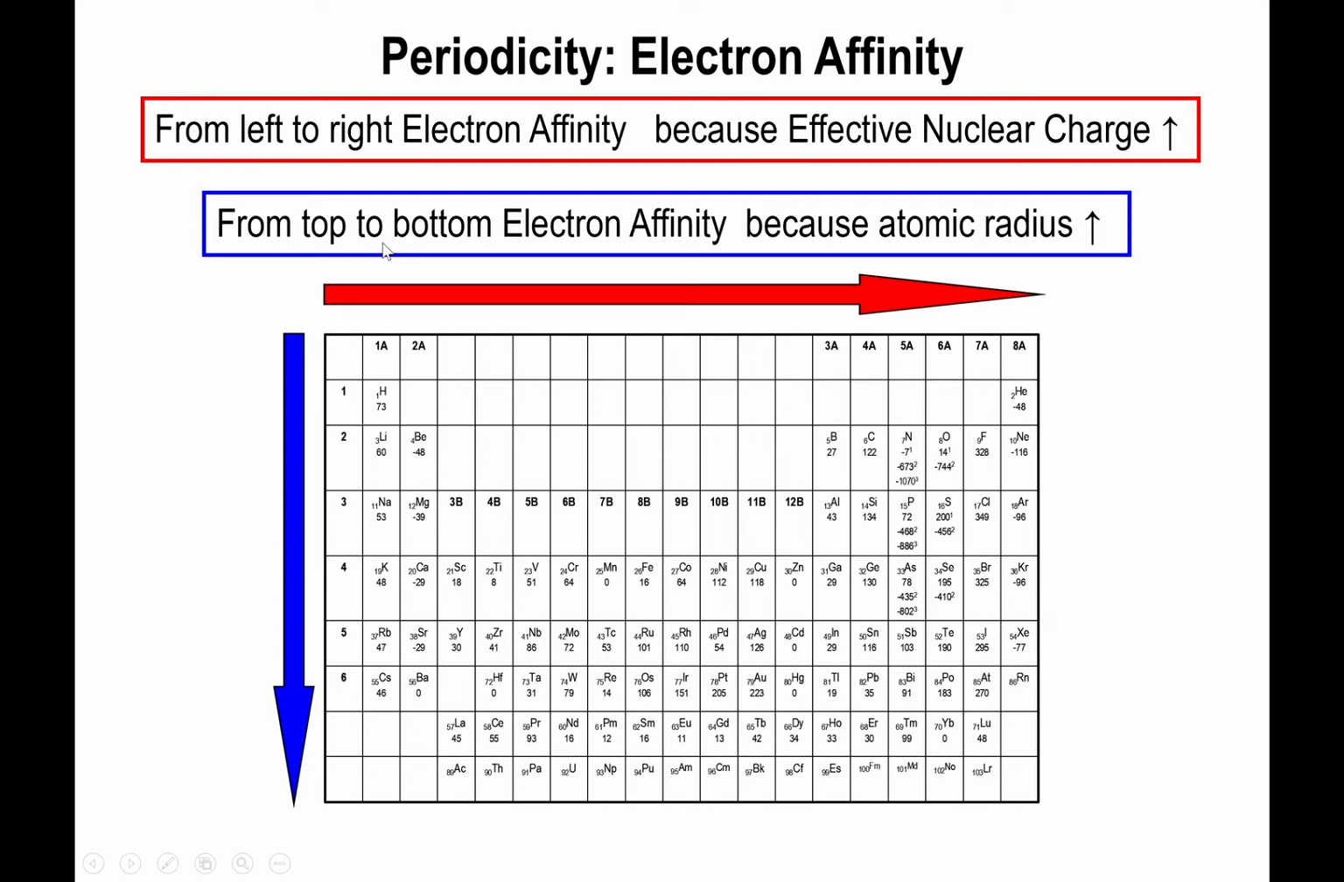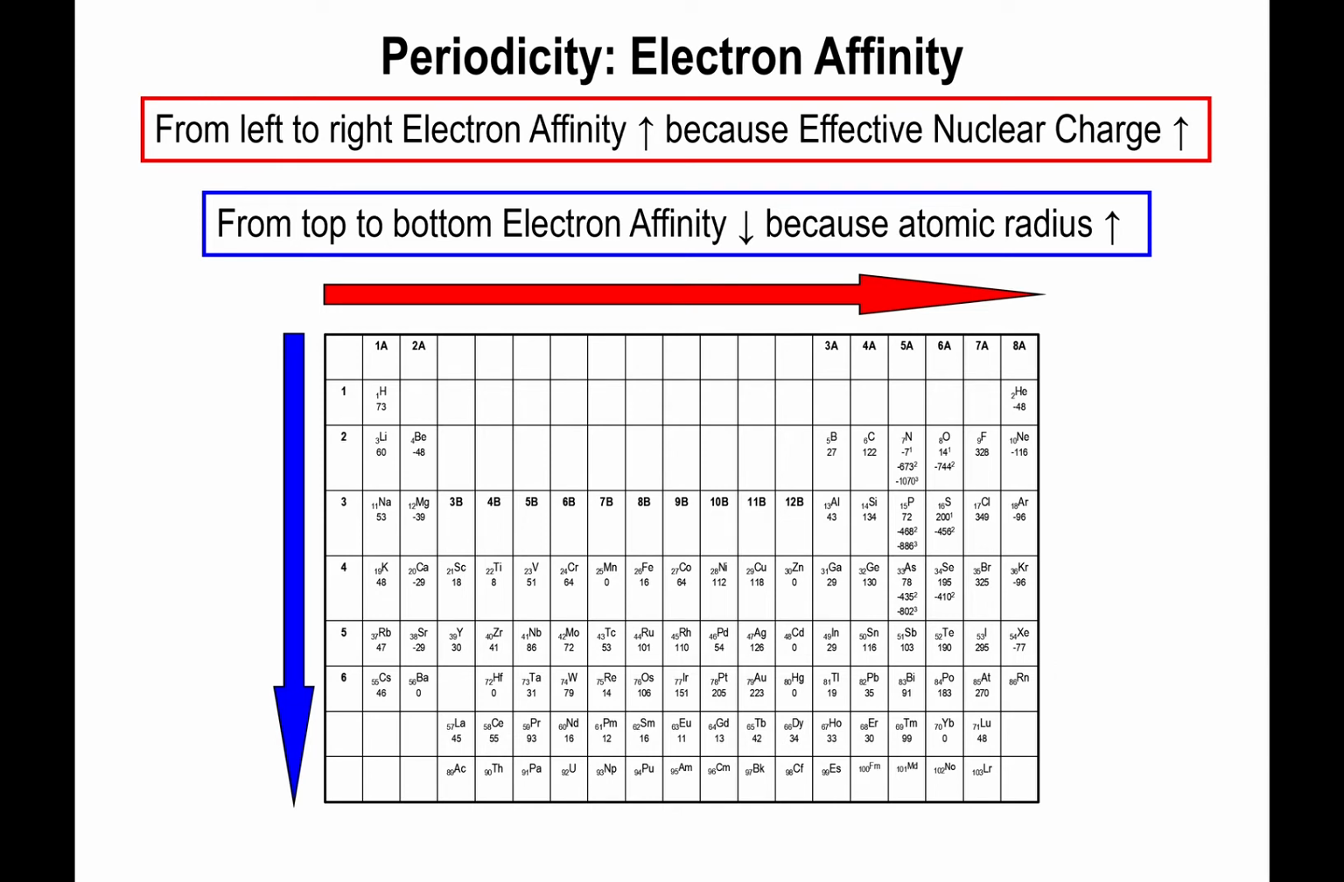Now, the trend, as you'll see in a second, going from left to right, tends to increase, much like the ionization energy, and that's due to the effective nuclear charge. From top to bottom, the electron affinity decreases because the ionic radius increases. So the same ideas associated with ionization energy apply to electron affinity.